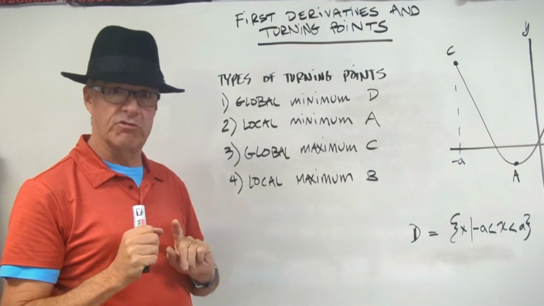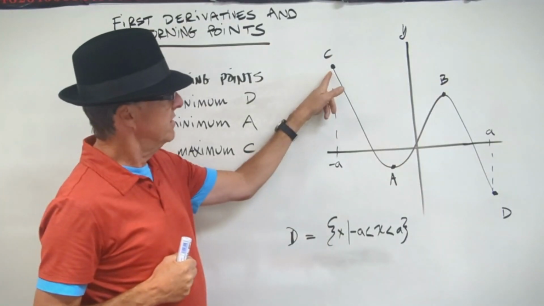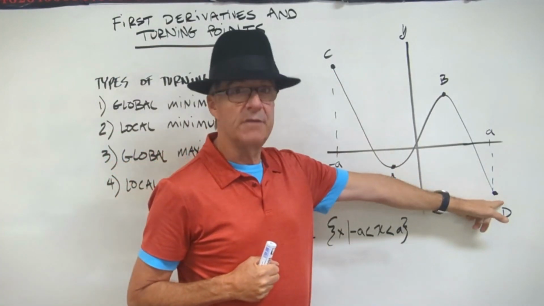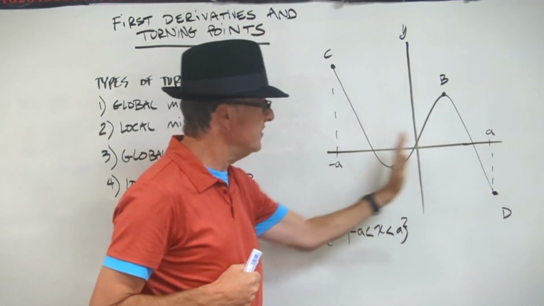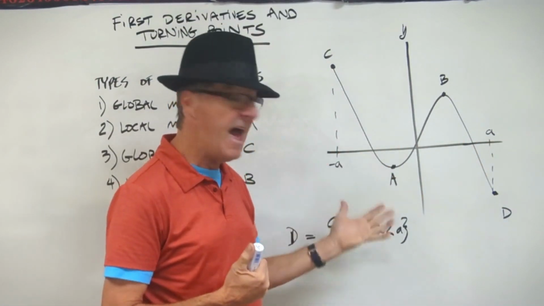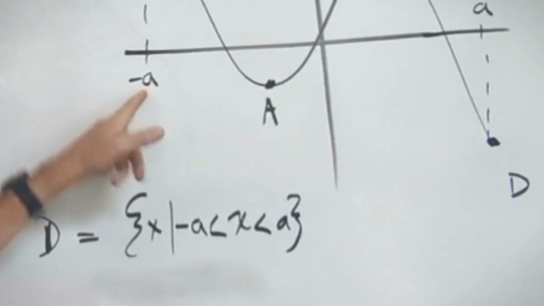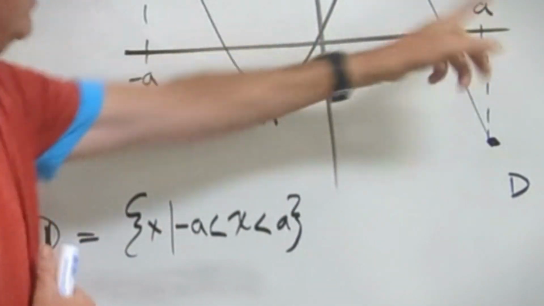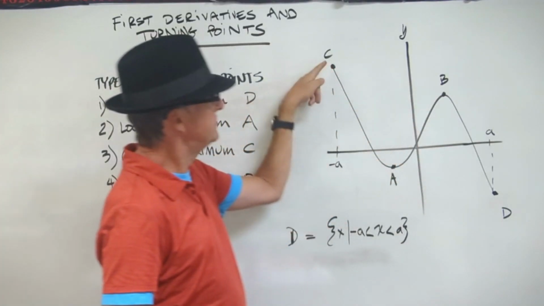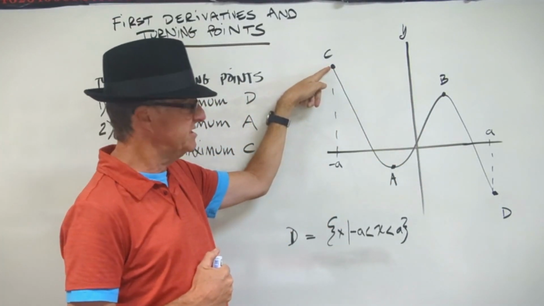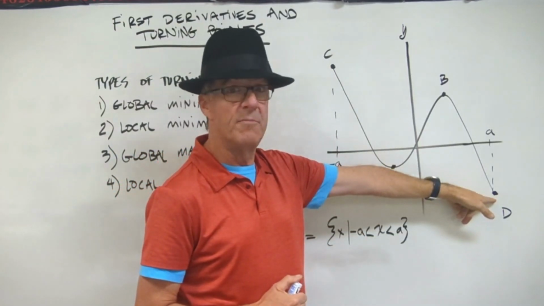Now let's take a look at the graph first. Check it out. No more arrows at the endpoints. I've restricted the values of x that this function can have. And so that's this statement here. The domain is the set of all x such that x is greater than negative a and less than a. So now that gives us a global maximum at C and a global minimum at D.